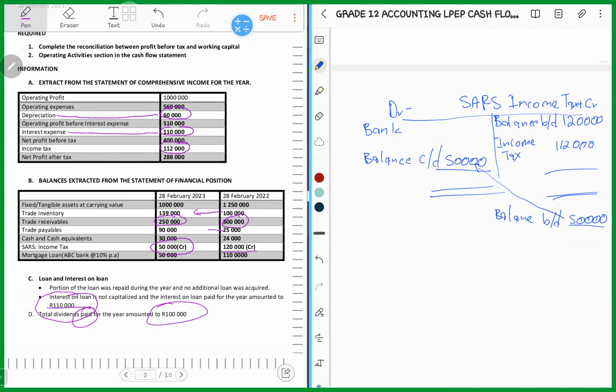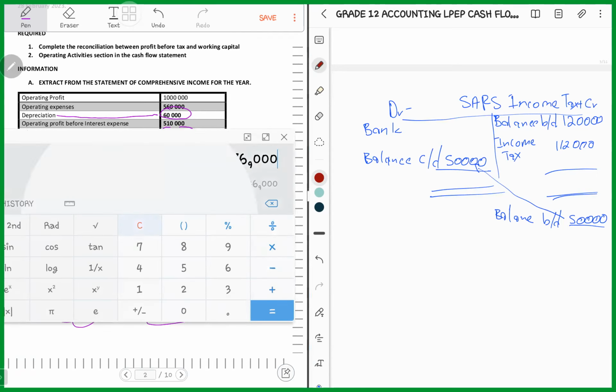So using this information, we can calculate what? The income tax paid for the year, meaning that we're going to assess the bigger side first, then we'll determine it. Based on this information, the bigger side is the credit side. If we take the 120,000 and add the 112,000, we're going to have a figure that is greater than what is appearing already on the debit side. So it will be 120,000.